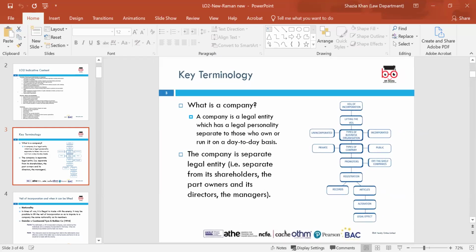So now we're going to go on to look at the key terminology. So what is a company? It's really important to identify this, and the diagram on the side actually shows the elements of what a company is and the procedure it goes through. So a company is a type of business structure that is a separate legal entity from its owners.